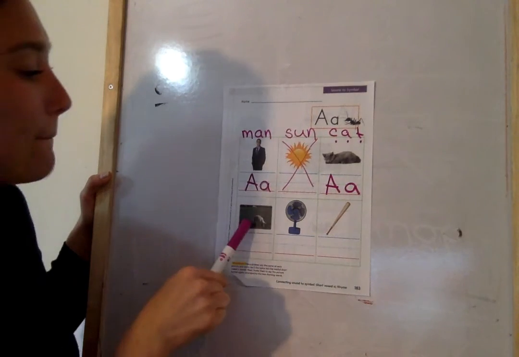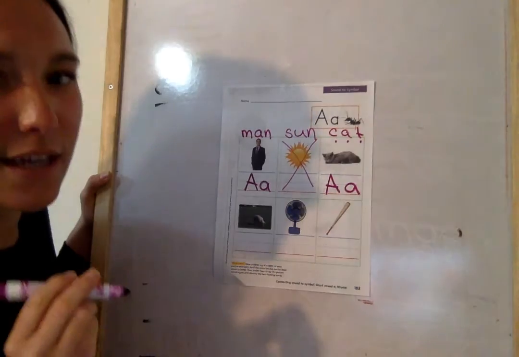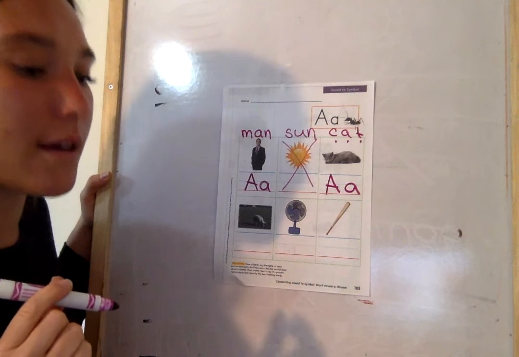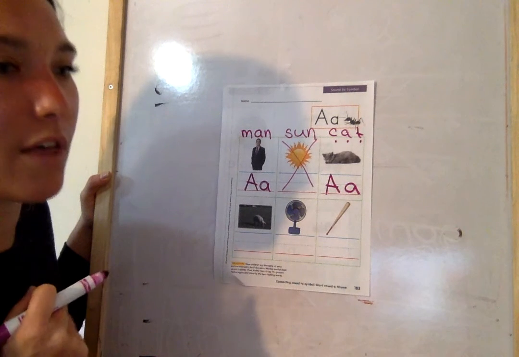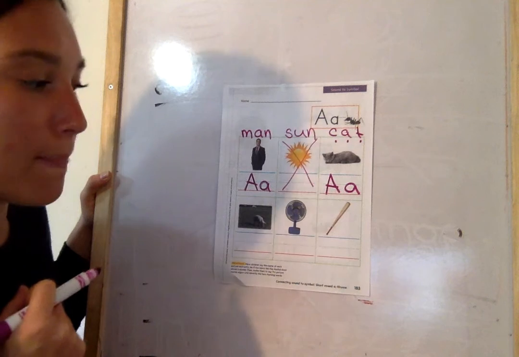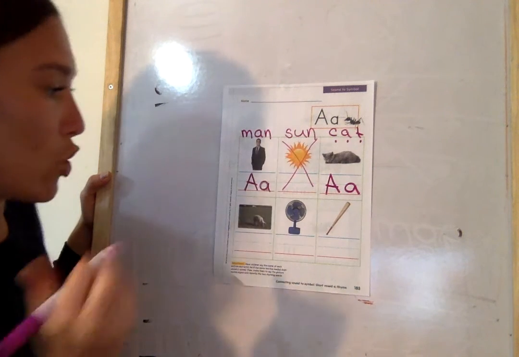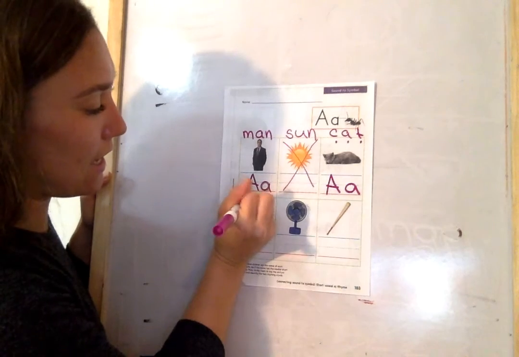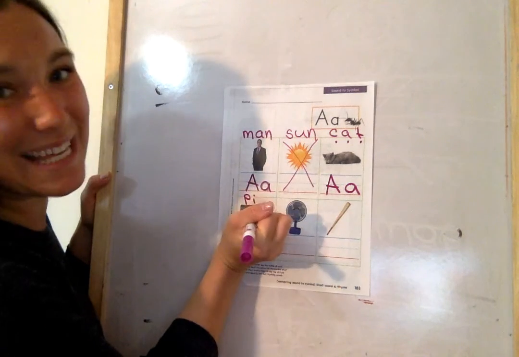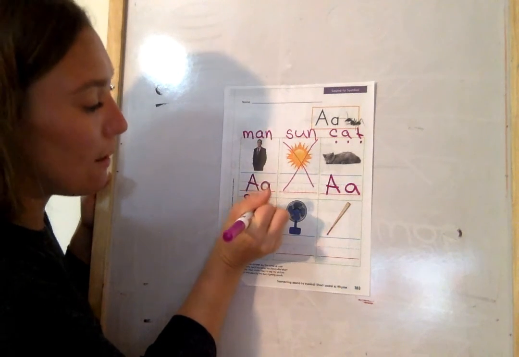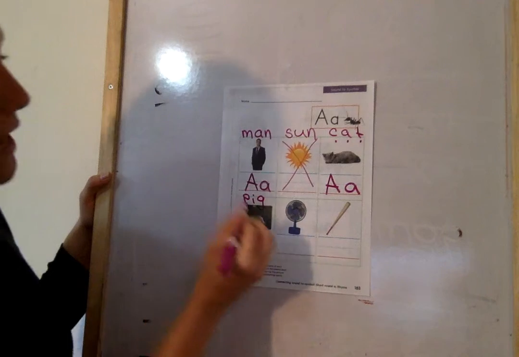All right. Pig. P-ig. Do we hear an A in the middle of p-ig? Nope, no A in pig. It's P-I, because I makes the I sound. P-ig. P-I-G. Put an X over that.